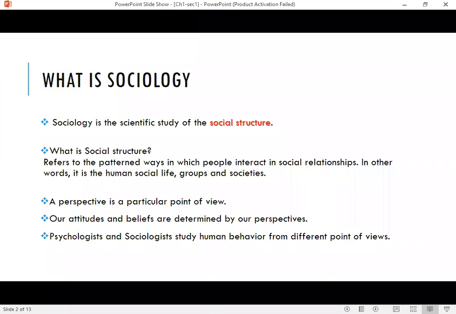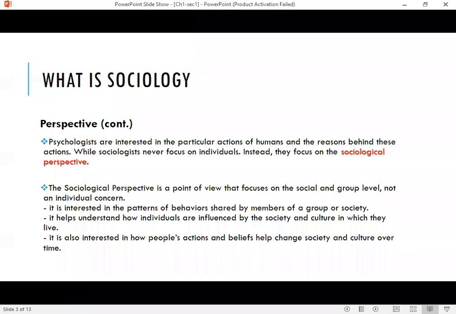Again, we're continuing. We're saying that psychologists are interested in the particular action of humans, while sociologists do not focus on individuals, they focus on the sociological perspective. They focus on the society.